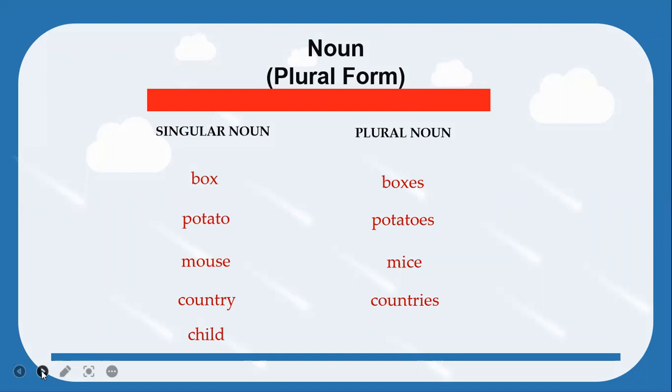Child. One more time. Child. Again. Child. Okay. Child. Plural. Yes. Plural form, please. Children. Okay, that's easy. Spell. C-H-I-L-D-R-E-N. Okay, that's right. It's easy.